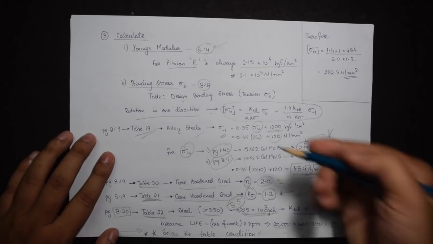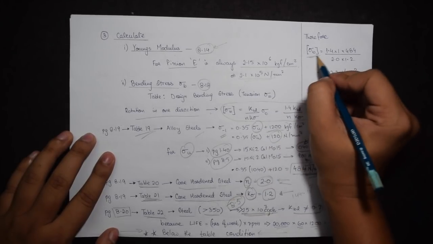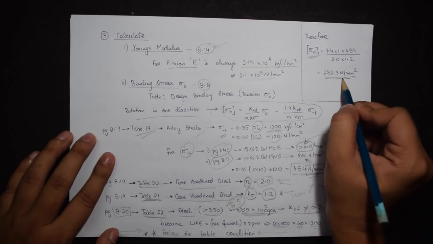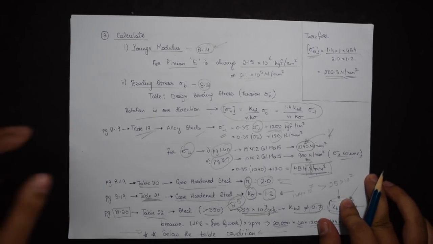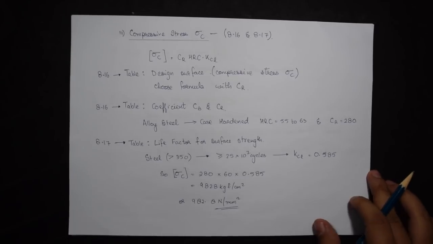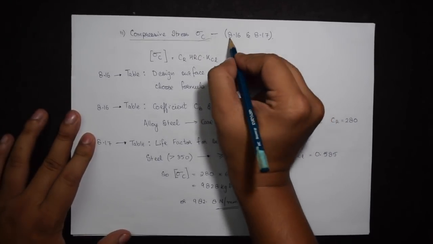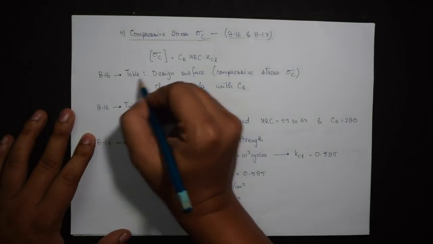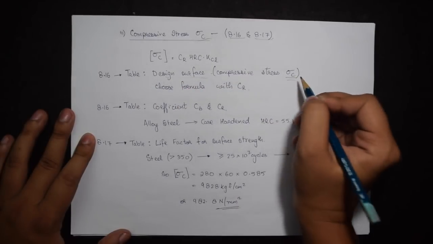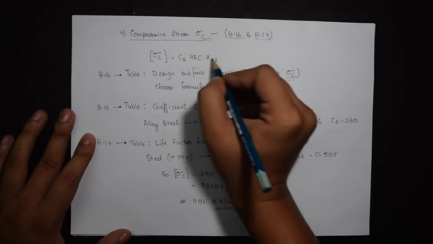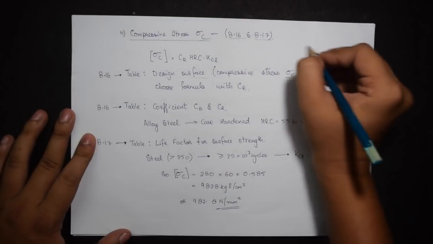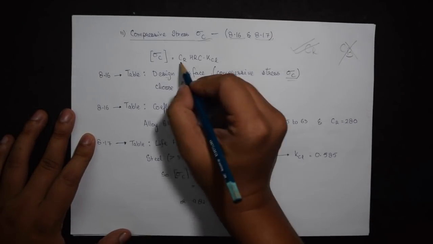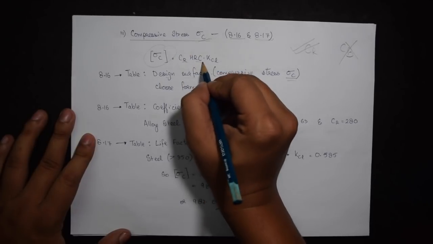So putting all these values in our original formula and multiplying them, we get design bending stress as 282.3 Newton per mm square. The third part is compressive stress sigma C, which is given on 8.16 and 8.17. So coming to 8.16, under the table design surface sigma C, we see that we have two formulas over there for calculating sigma C. We will be choosing the formula which has CR in it. So my formula becomes design sigma C is equal to CR into HRC into KCL.